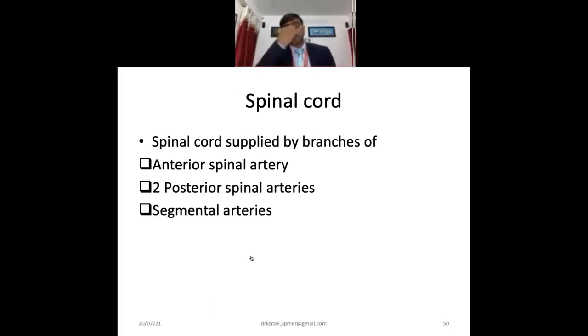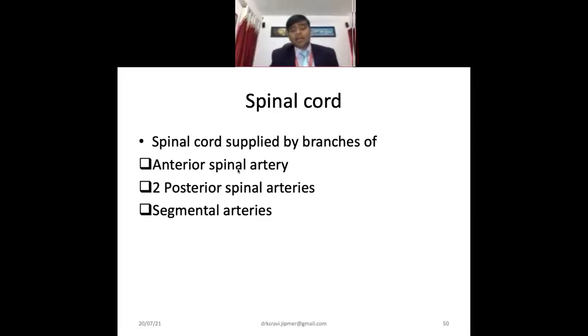Right now, we'll be discussing the blood supply of the spinal cord. I've already discussed the anterior spinal artery and the posterior spinal artery, because the spinal cord is basically supplied by one anterior spinal artery and two posterior spinal arteries. The anterior spinal artery, I said, is a small branch formed by the union of two small spinal branches which come from the vertebral artery, right? And if you see over here, this anterior spinal artery goes downwards.